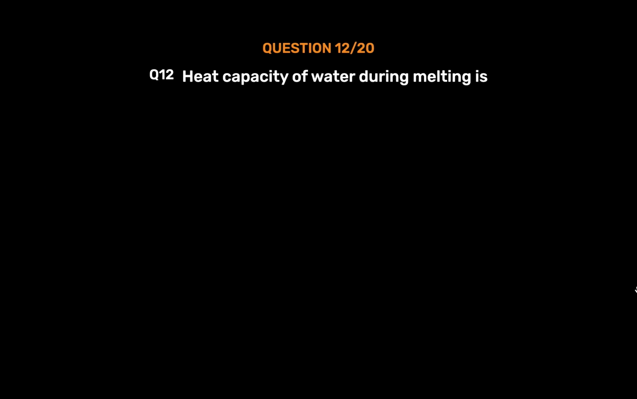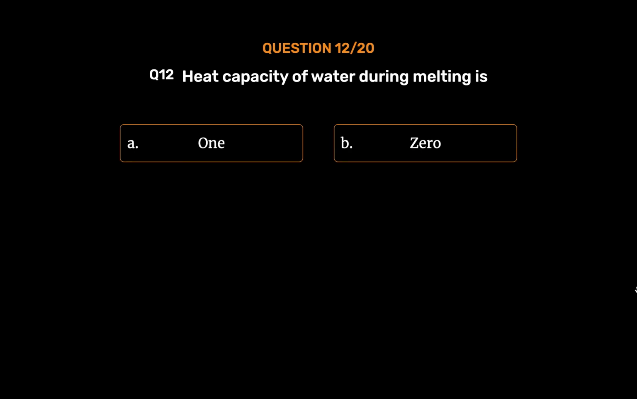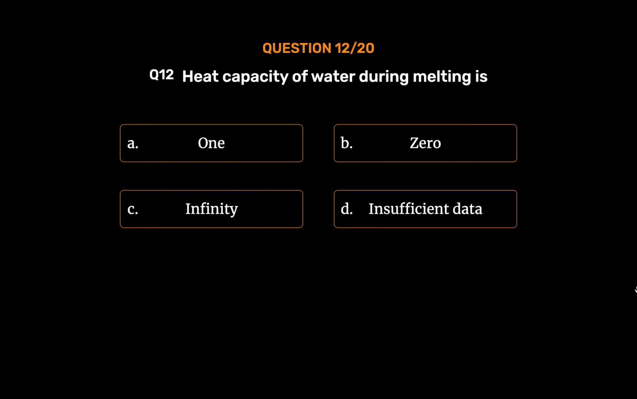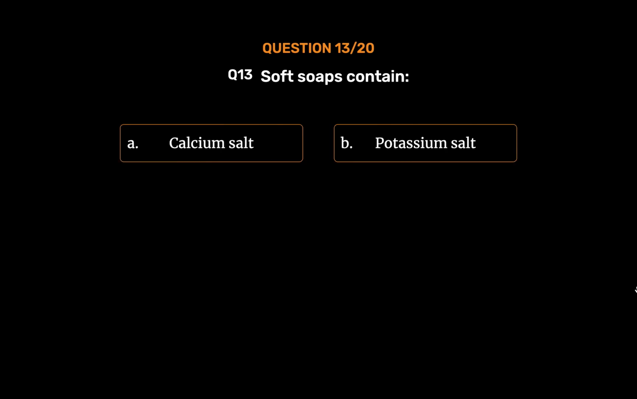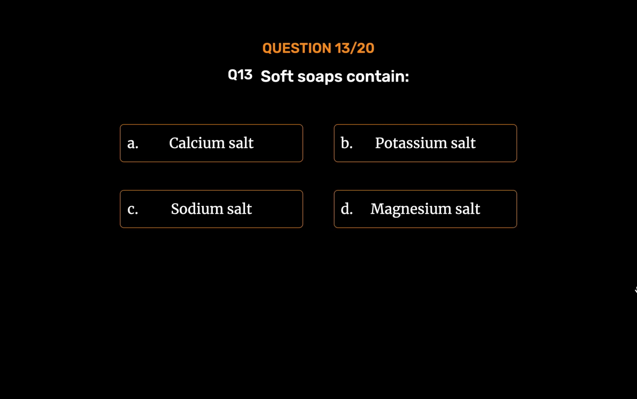Question number 12. Heat capacity of water during melting is option A, 1. Option B, 0. Option C, infinity. Option D, insufficient data. The correct answer is option C, infinity. Question number 13. Soft soaps contain option A, calcium salt. Option B, potassium salt. Option C, sodium salt. Option D, magnesium salt. The correct answer is option B, potassium salt.